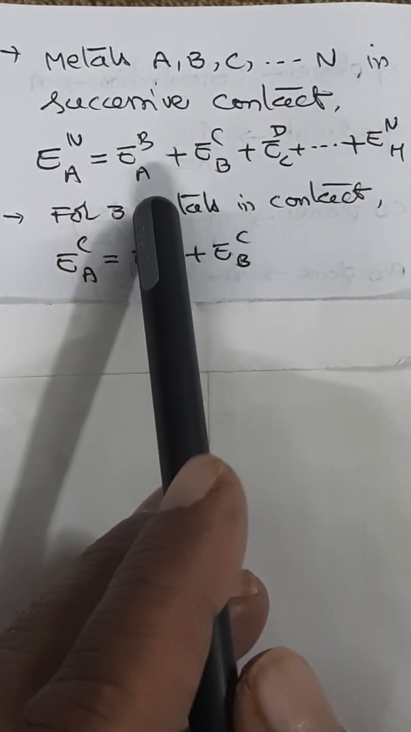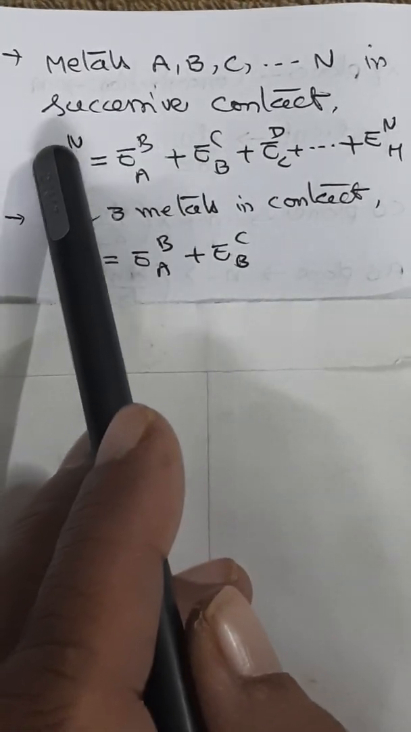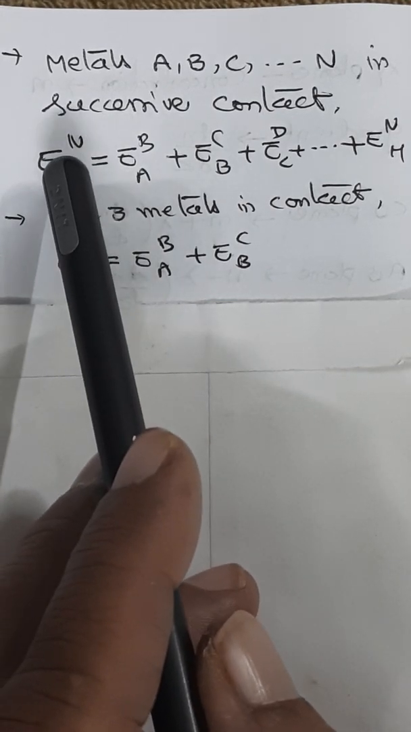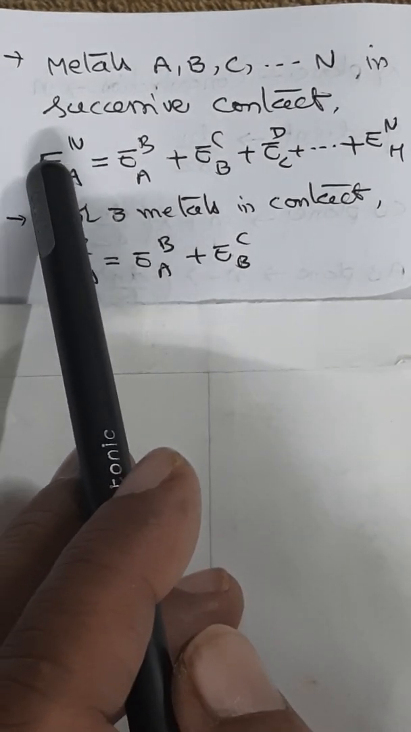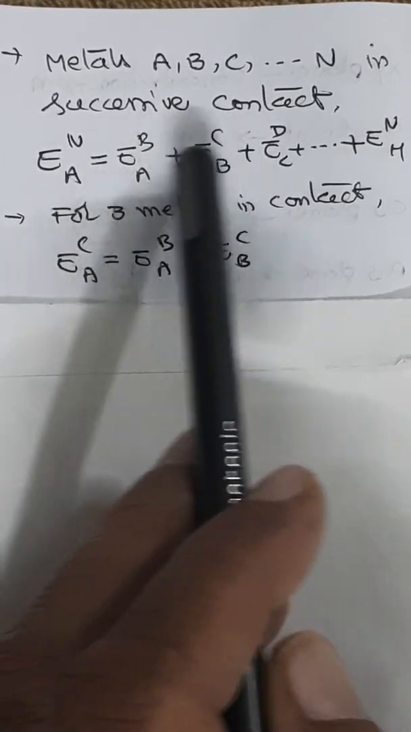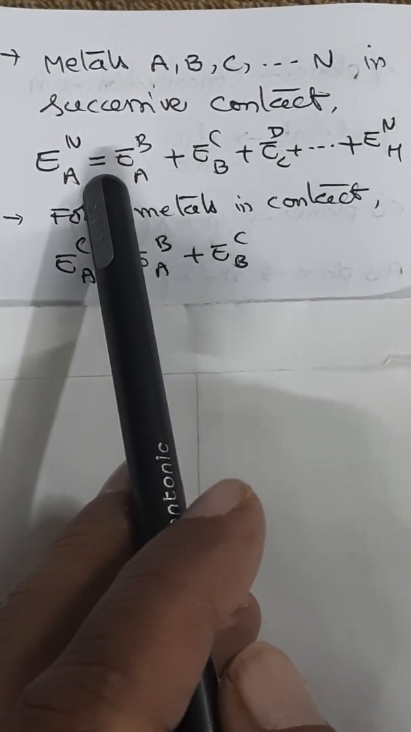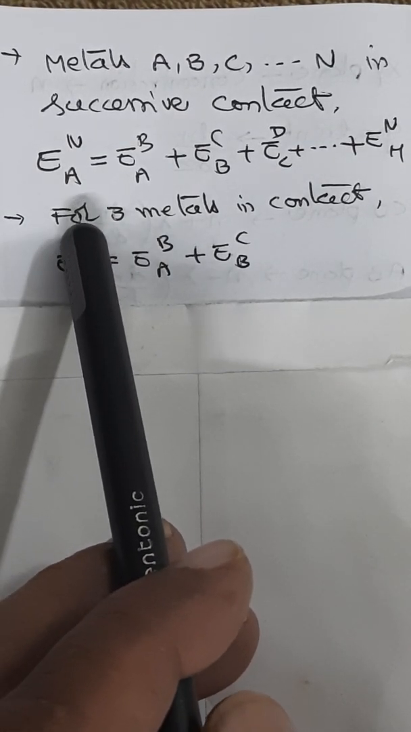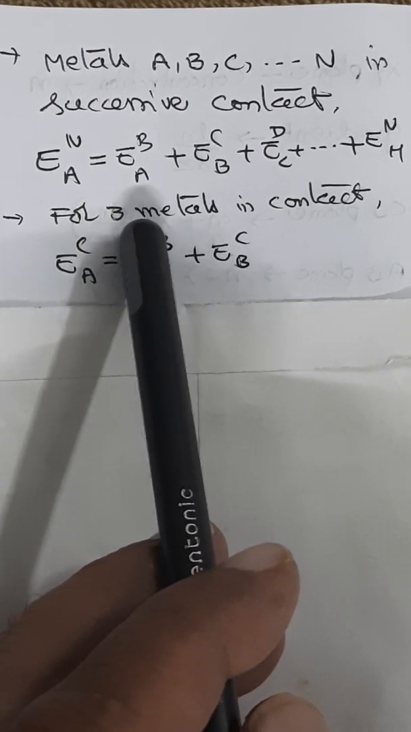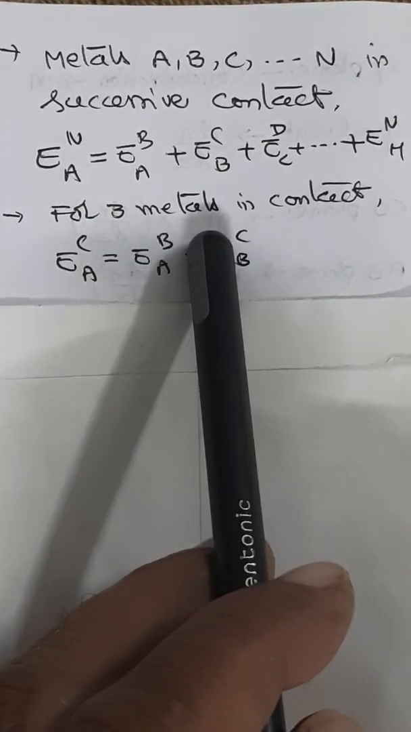The law of intermediate metals says that when you connect a number of metals in successive contact so that a chain of elements is connected in series, then the electromotive force between the extreme elements, let us say it started with A at one extreme and N at the other extreme, is the sum of the electromotive forces between successive adjacent elements, provided all the junctions in series are at the same temperature.